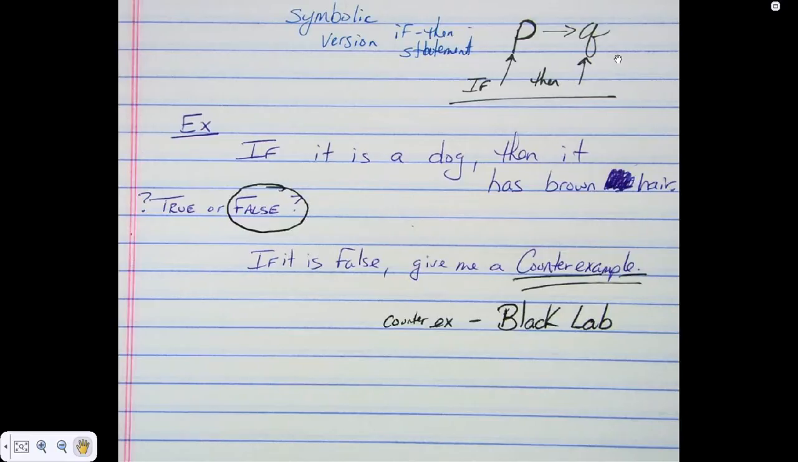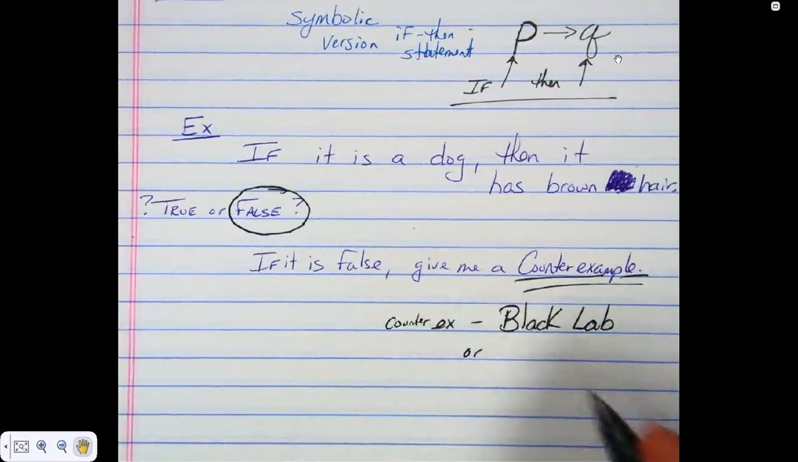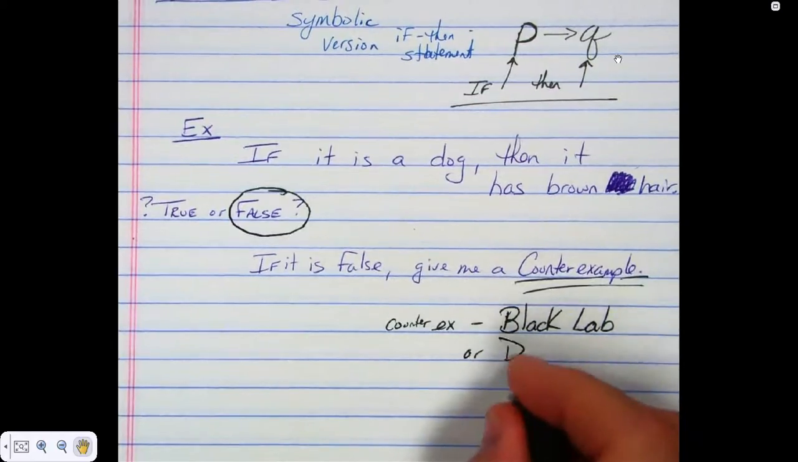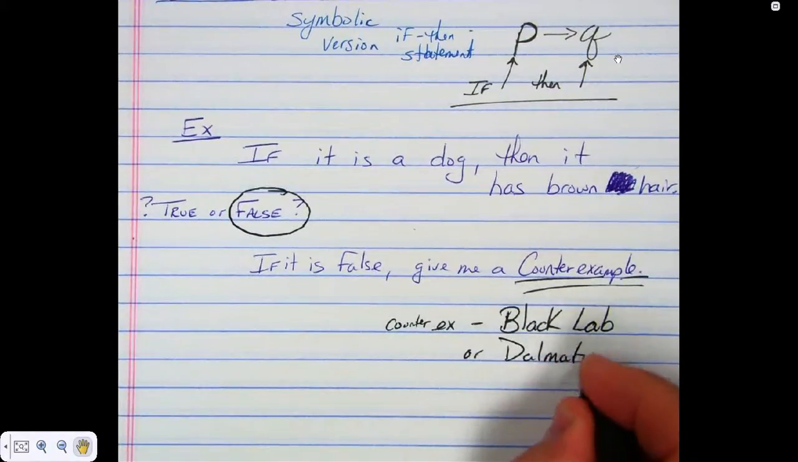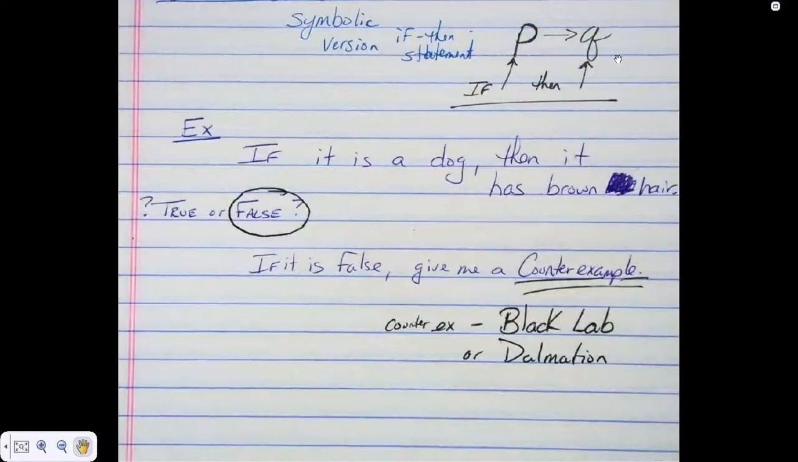Now, one thing is people think they need to say all the things that don't work. No, you just need to give one example. And it's a counterexample and says that doesn't work. So this isn't the only right answer. Can anyone think of another one? Dalmatian. Very good. Dalmatian, they don't have brown fur, do they?